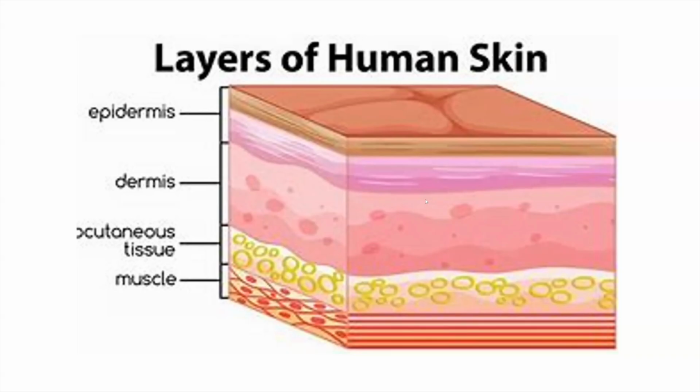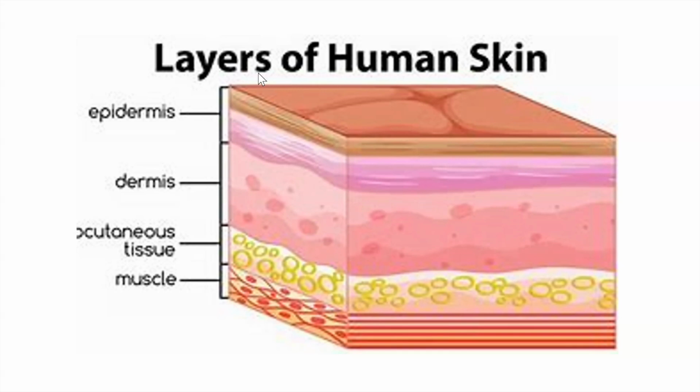So in order to understand burn injuries, we need to understand the layers of the human skin. The burn injuries that I'm going to talk about are related to the outer covering of our body. You can get burn injuries to other parts of the body, but the primary ones we're considering are the ones that relate to the skin.